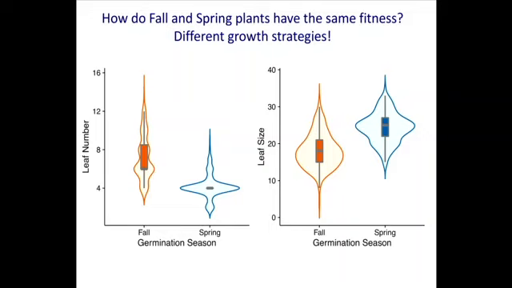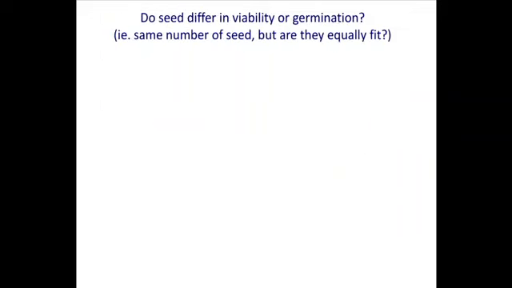Okay, so one question we had following on from this is whether those seed differ in viability. So it's not just about how many flowers you make and how many seed you make, but really the consequences of those seed. They may differ for 2 reasons. One might be because their parents experienced a different environment. The other might be if they invested differently because they had different resources. So if those fall plants were still bigger, did they invest more?